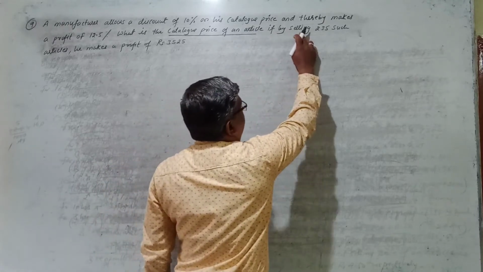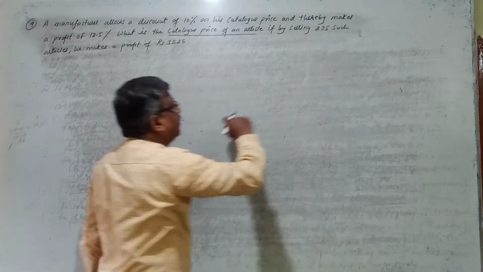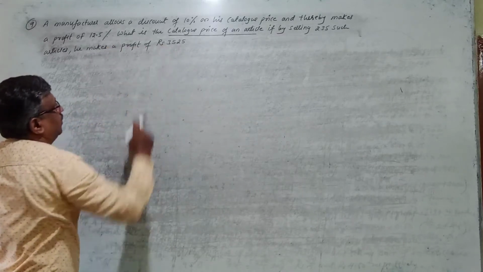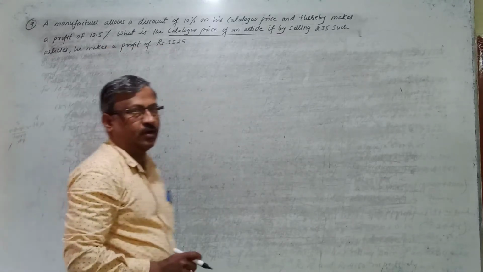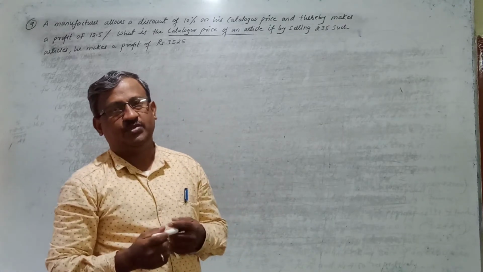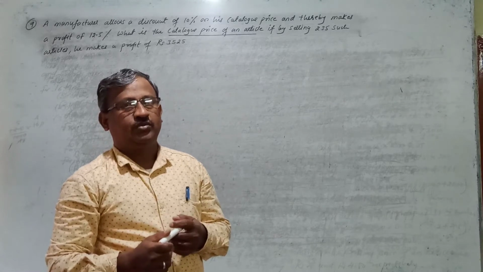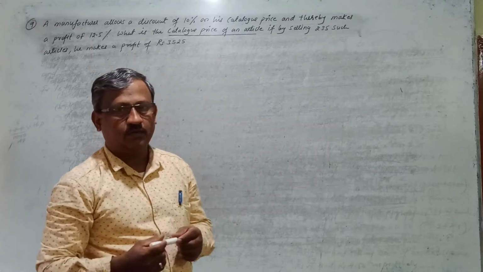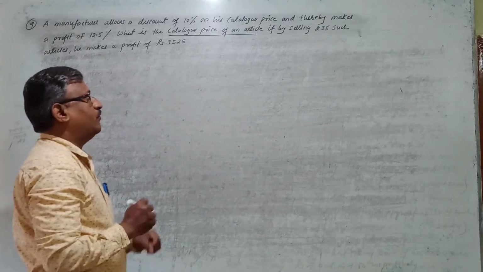If by selling 235 such articles, he makes a profit of rupees 3,525. Right? By selling 235 articles, if he makes a profit of rupees 3,525, they are asking you to calculate what is the catalog price of one article. So we have to find the catalog price of one article here.